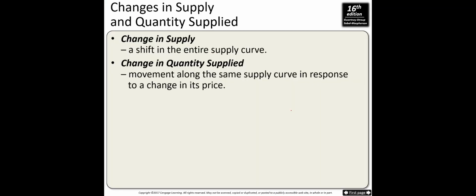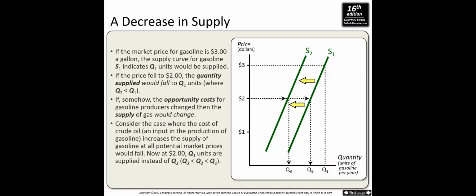A change in supply is a shift in the entire supply curve. A change in quantity supplied is a movement along the same supply curve in response to a change in its own price. Let's look at the example here.